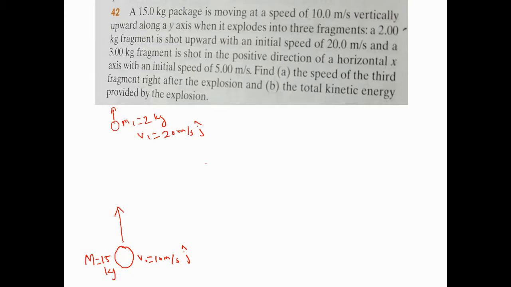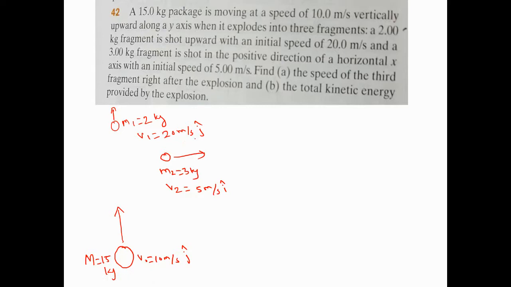Am I right? Yes. Okay. What about the second object? The second object has a mass of 3 kilogram, and it is moving in the positive direction of the x. Its speed is given as v2, which is 5 meter per second, moving in the x direction, which is nothing but i cap. Am I right? Yes, teacher.